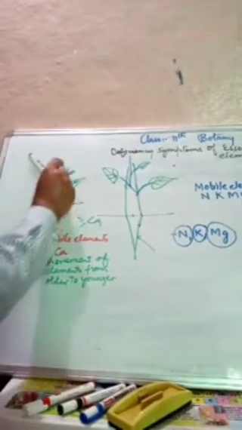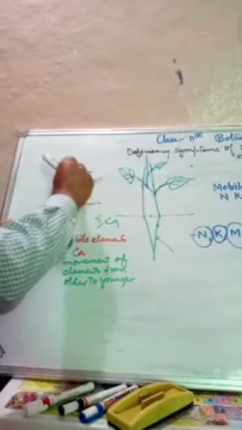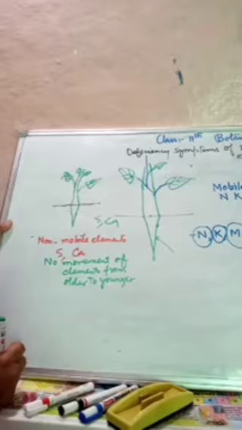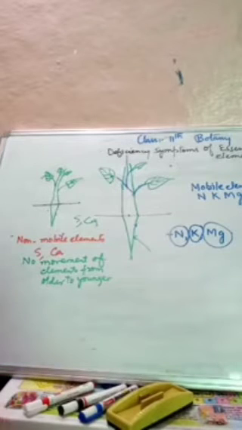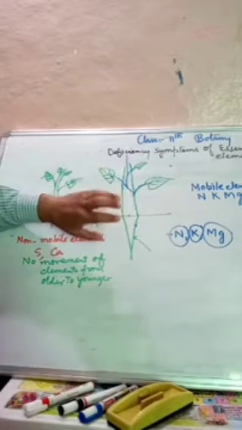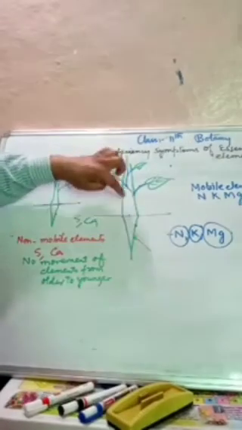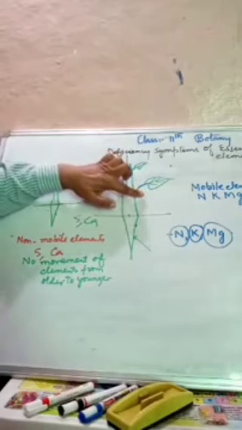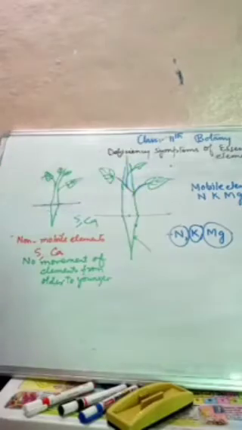Here the elements are not mobile, there is no movement of elements. So the symptoms are shown in the younger parts, then in the older parts. So these are the mobile and non-mobile elements. What are mobile elements? When the soil is deficient in some elements, these elements move from the older parts to the younger parts. And here the deficiency symptoms are first shown in the older parts, then in the younger parts.